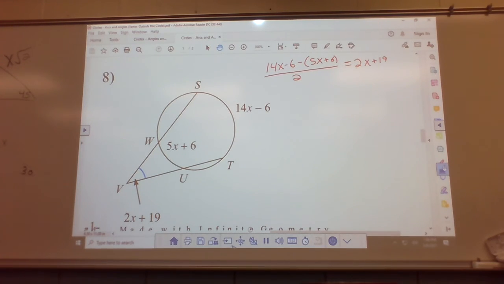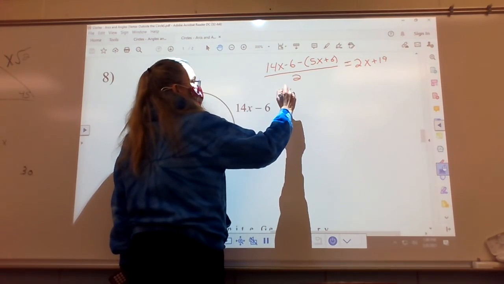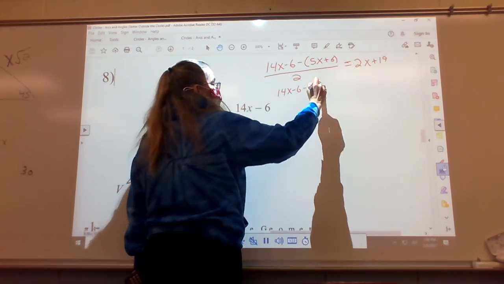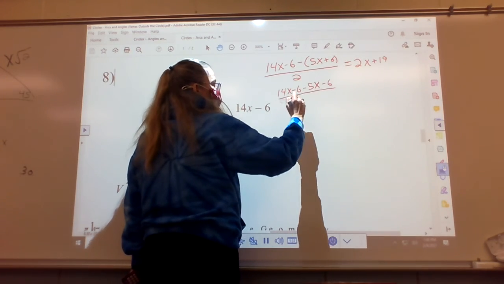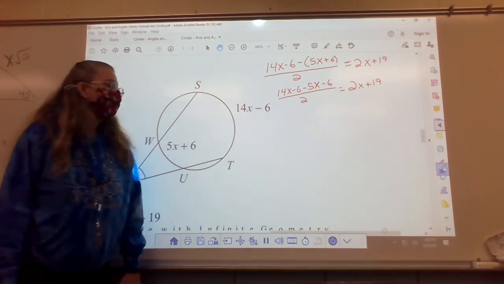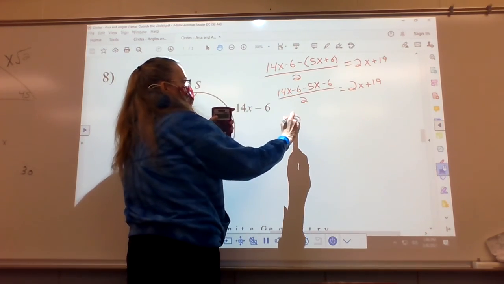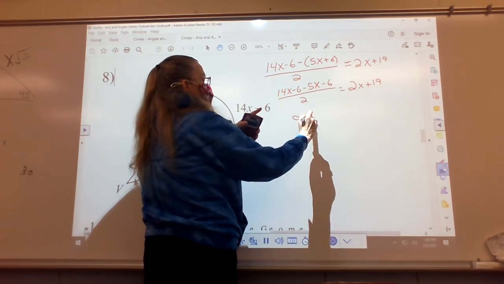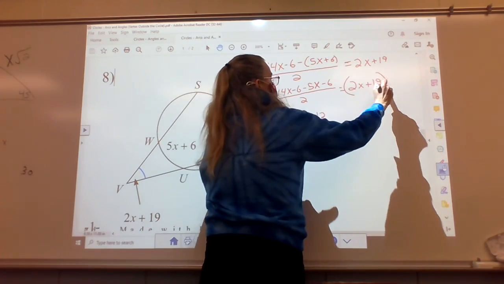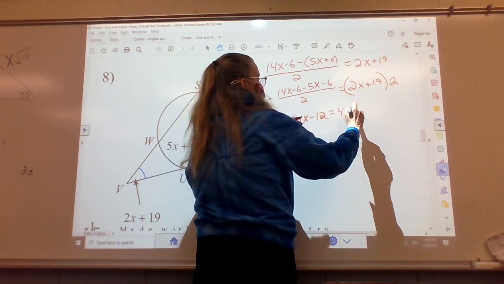Well, again, I would get rid of the parentheses to distribute that negative out. Minus 5x, minus the positive makes it a minus 6. Now you can clean up the top. 14x minus 5x is 9x. Minus 6 is minus 12. And at the same time, you can move that 2. And I get 4x plus 38.